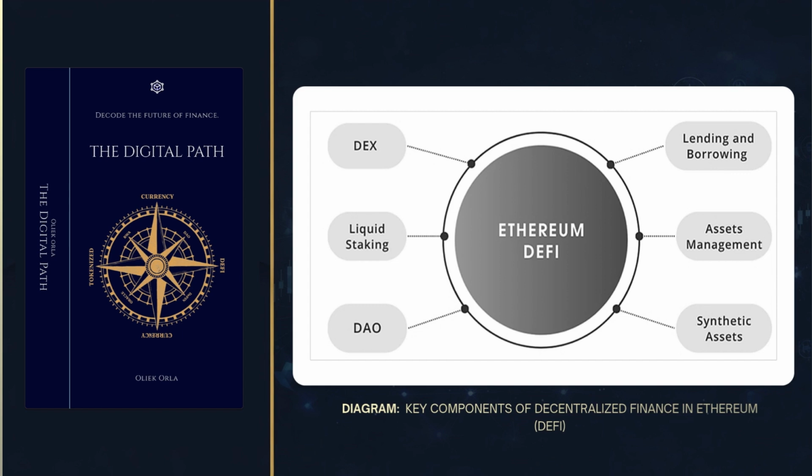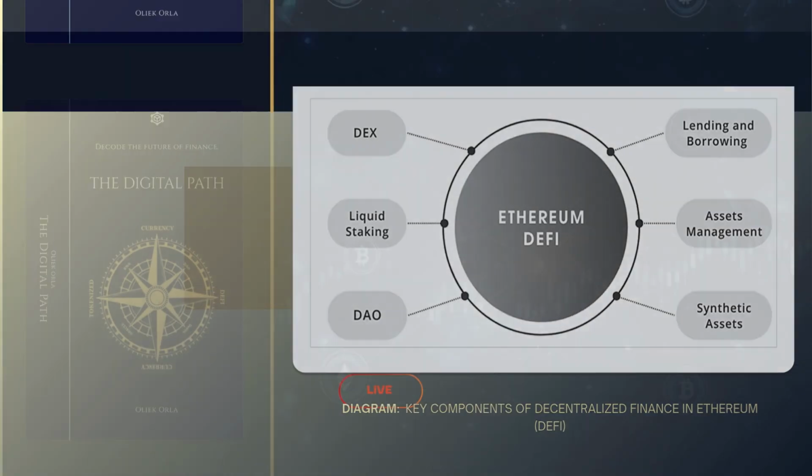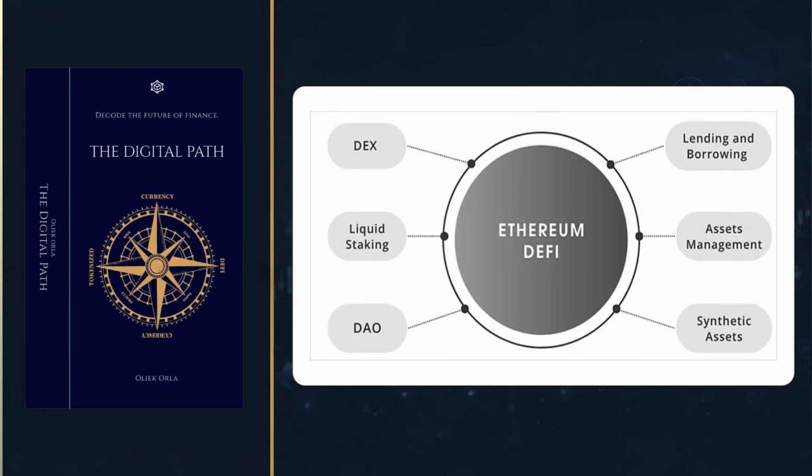Asset management. As the Ethereum ecosystem evolves, users interact with multiple protocols simultaneously. Assets may be stored in wallets, staked, lent, or deployed in liquidity pools and NFTs. Over time, it becomes difficult to maintain a clear overview of one's portfolio. Asset management platforms solve this problem by aggregating all holdings into a single interface.